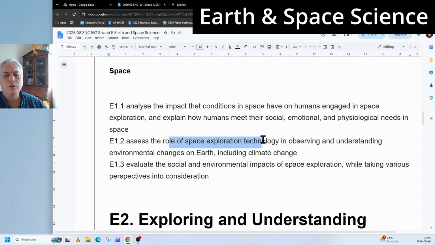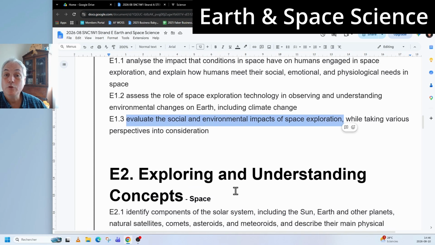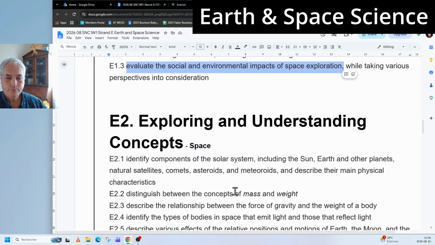Assess the role of space exploration and the new technologies, and evaluate the social and environmental impact of space exploration. Now, if you think of the Artemis project, they are using hydrogen and oxygen, and therefore the pollution is very minimal. However, if you take, for example, the SpaceX rockets, they're using fossil fuel, and therefore a lot more pollution related to that.